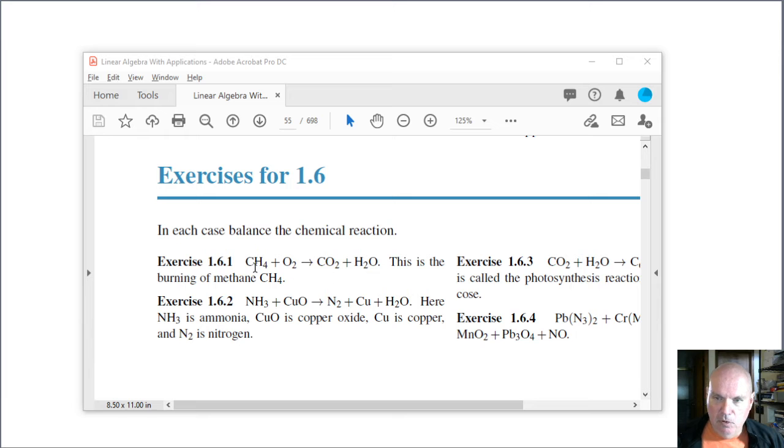To balance a chemical equation, we have to figure out the number of moles of each of the corresponding molecules on both sides of the reaction. So let me flip over to my whiteboard. There we go.